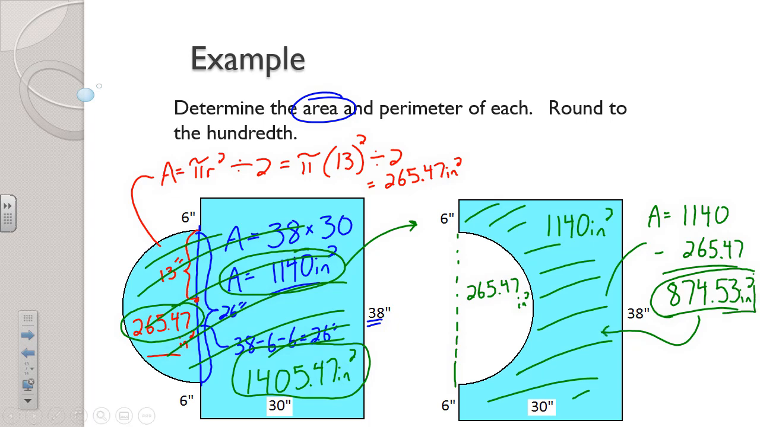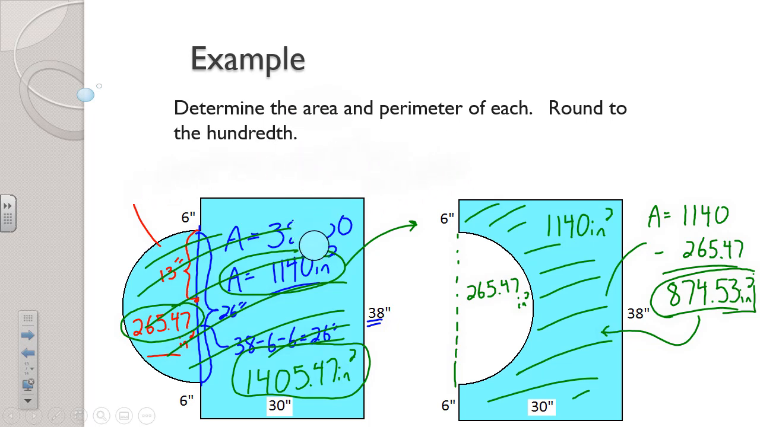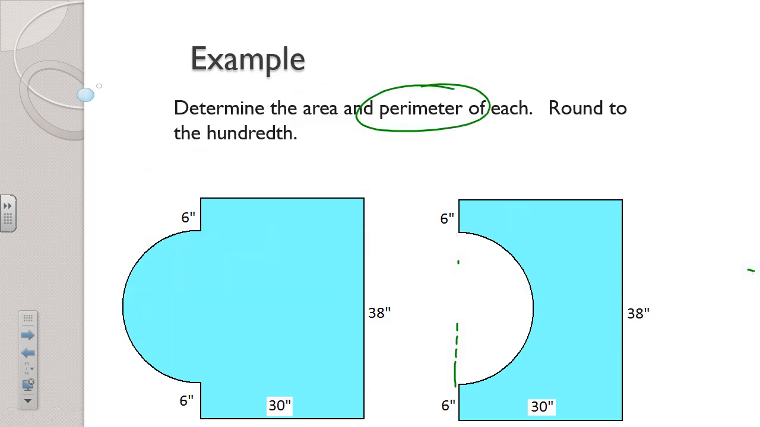Now let's do that again, but this time let's find out what the perimeter of each of these two shapes is. So the perimeter is the distance all the way around. We know that that measurement is 6. We know the measurement across the top must be another 30 inches, just like the bottom. The right edge is 38, the left edge is 30, up there is another 6. The only real work here is to figure out how far it is around that arc or that semicircle.